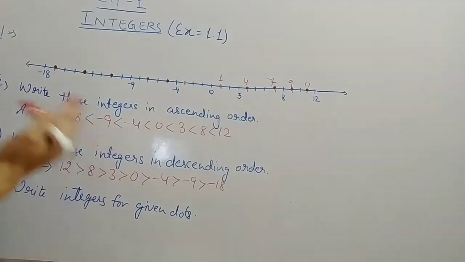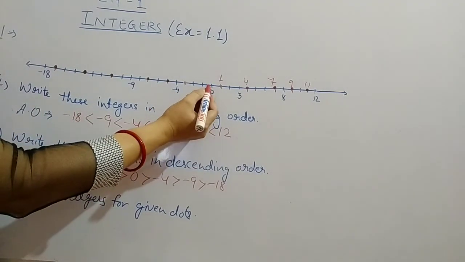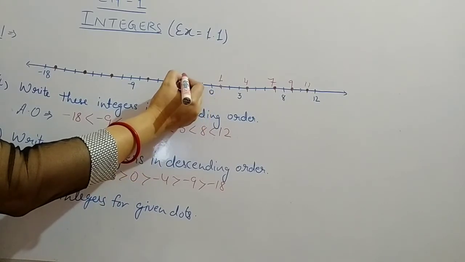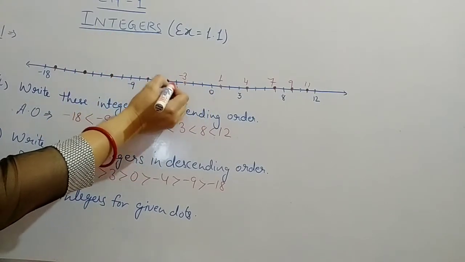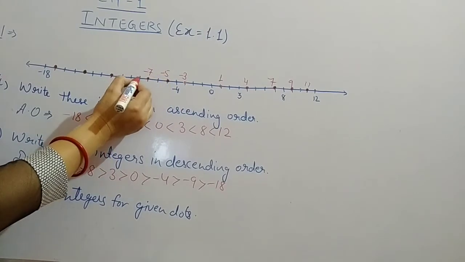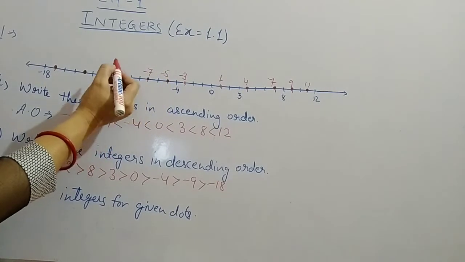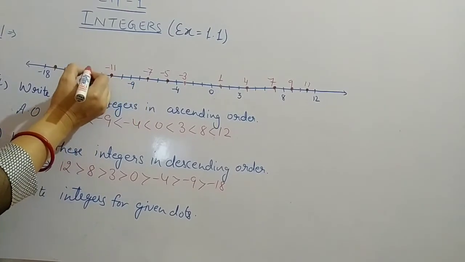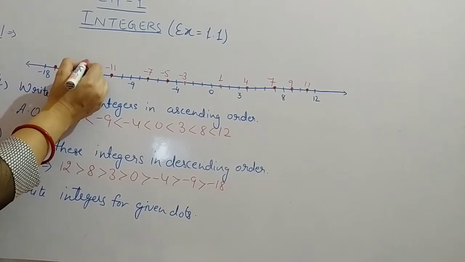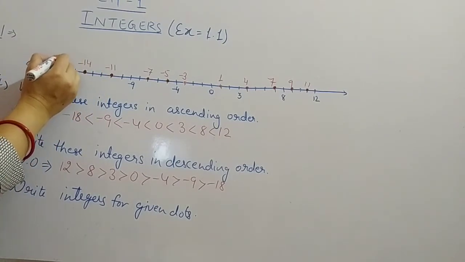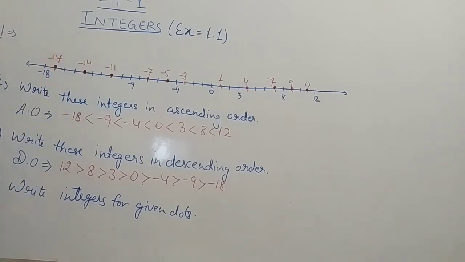Now come to the left side of 0. Before 0 here, minus 1, minus 2, minus 3. Then minus 4 is there, minus 5, minus 6, minus 7, minus 8, minus 9, minus 10, then minus 11, minus 12, minus 13, minus 14, minus 15, minus 16, and then minus 17. These are the integers for these given dots.